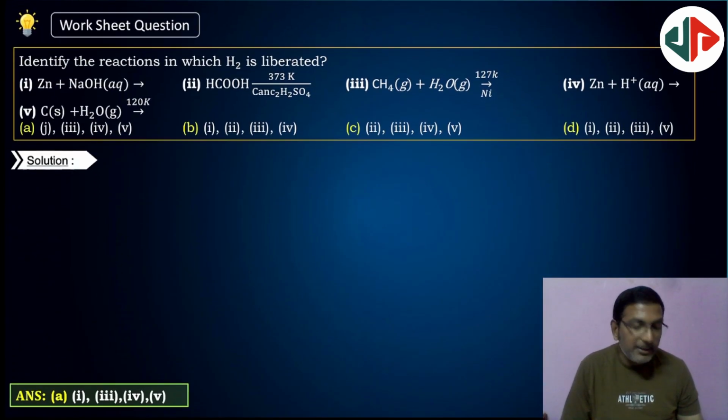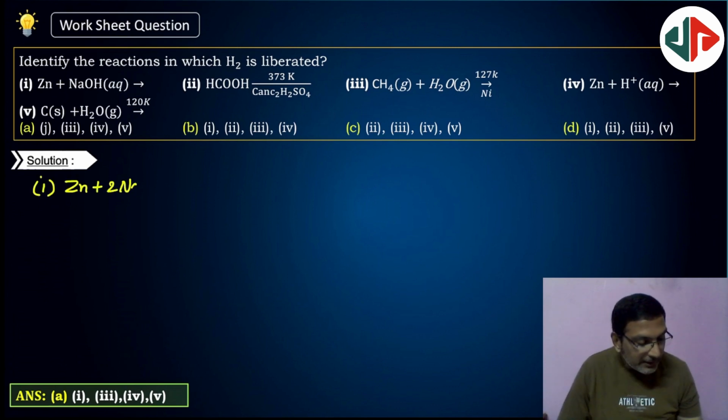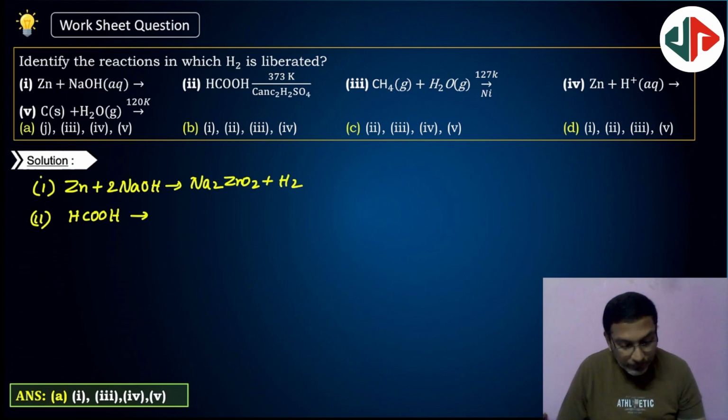Identify the reactions in which H2 is liberated. In the first equation, we get Zn plus 2 moles of NaOH gives Na2ZnO2 plus H2. H2 gas is released. In the second reaction, HCOOH with concentrated H2SO4, a powerful dehydrating agent, forms CO plus H2O. Hydrogen will not be released.